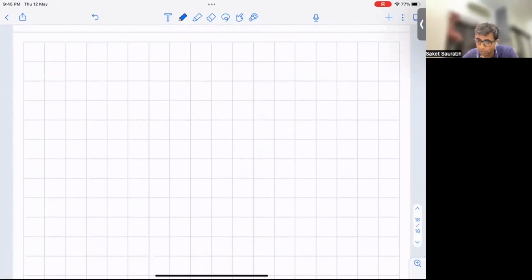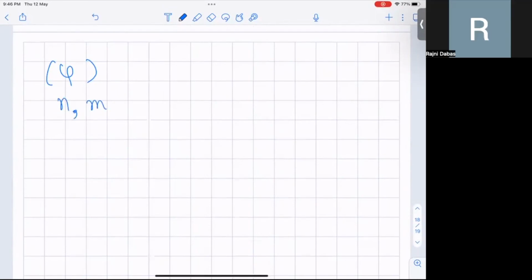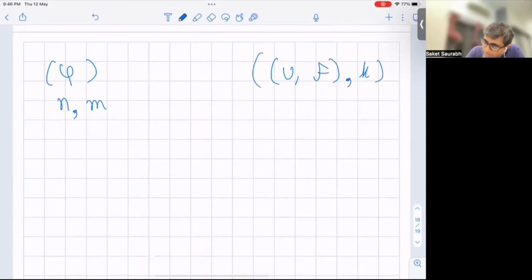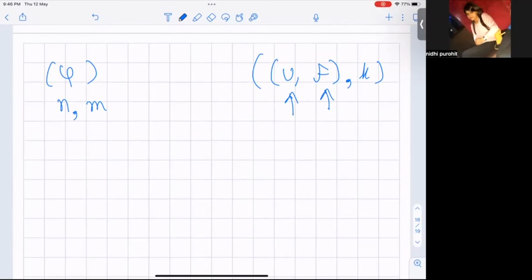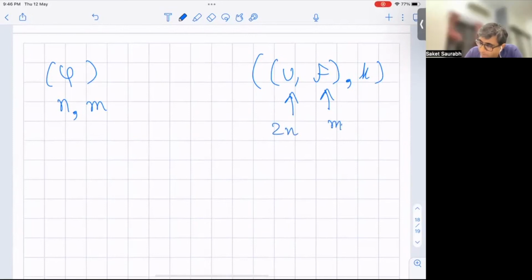But now notice I started with a formula. How many clauses and variables does it have? n variables and m clauses. Now I have a universe, a family and some k. What is the size of my universe and the size of the family? What did you take in your universe in this reduction? The universe is 2n. Right? And the family is m plus n.